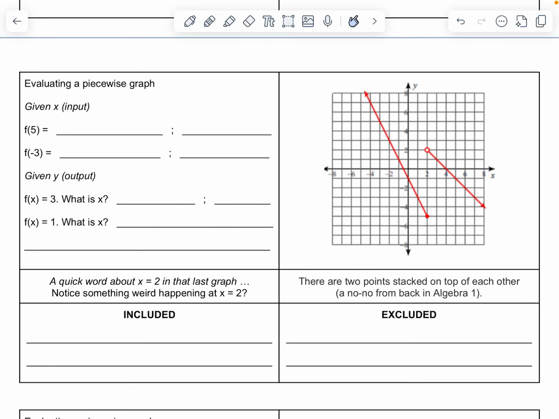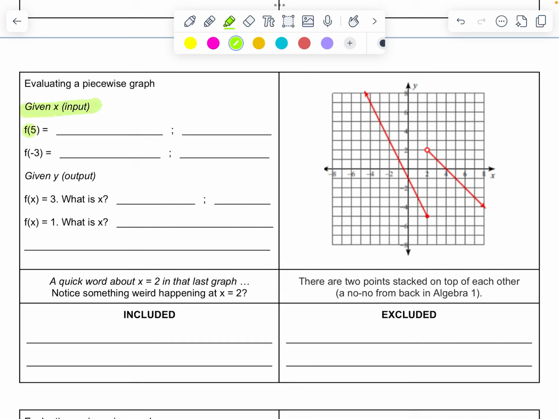1.1 notes on the piecewise functions. We're going to go ahead and evaluate some piecewise functions, very similar to what we've done in the past, in terms of just looking at a graph, trying to pick out, hey, it gives me an x value, let me go find a y, or the vice versa of that, I'm given a y value. What is that x?